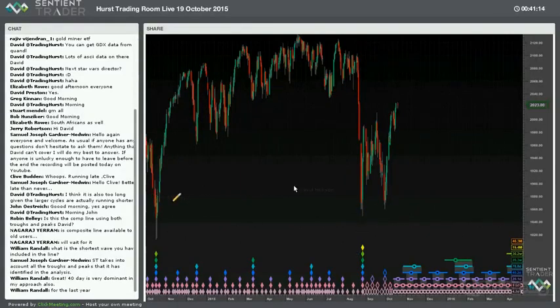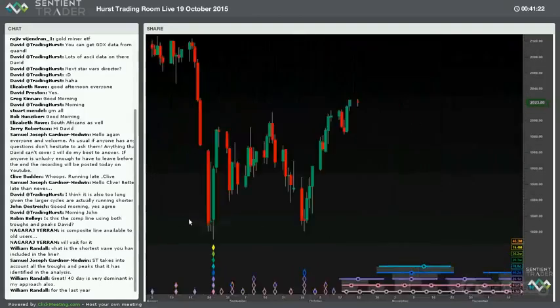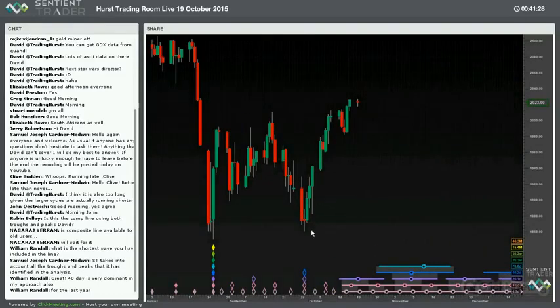We also, of course, if we zoom in, see exactly the same picture in the shorter term. Here is our very, very good 40-day cycle, up and down again. As William says, very, very dominant at the moment, very clear, beautifully shaped cycle.